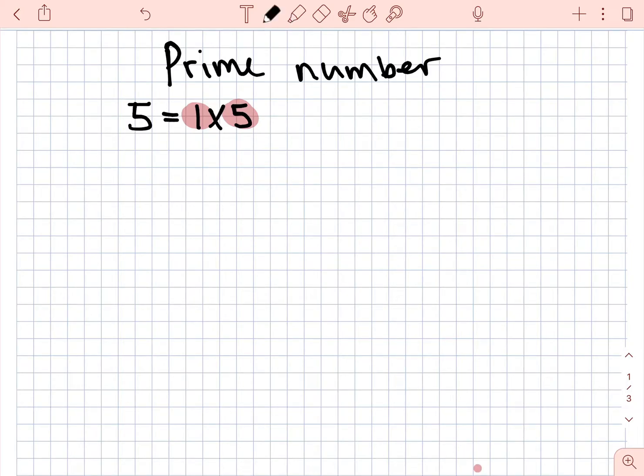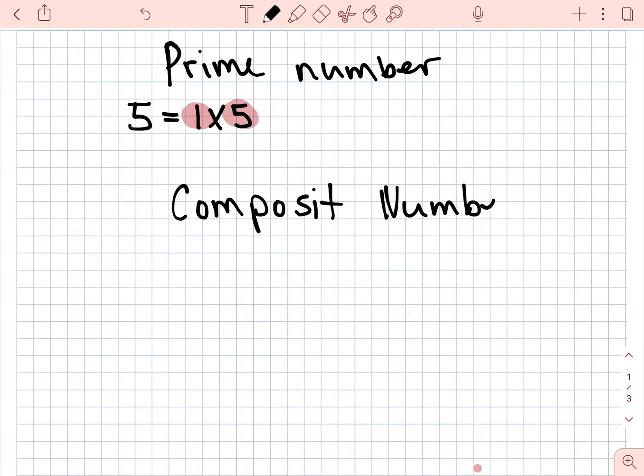The other number that we learned about is a composite number. A composite number has more than two factors. For example, the number 6. What are some ways to make the number 6? We can multiply 2 times 3, or we can multiply 1 times 6.